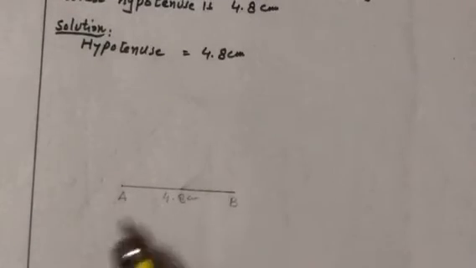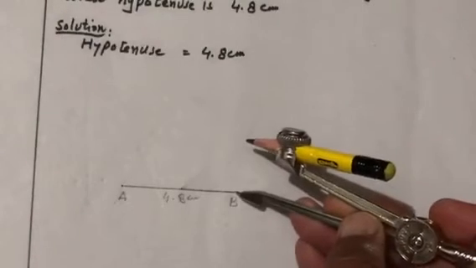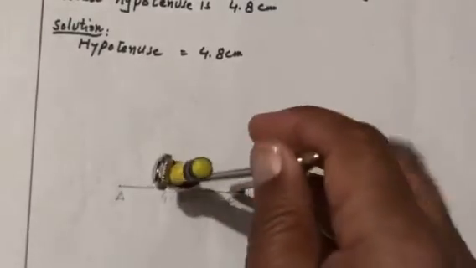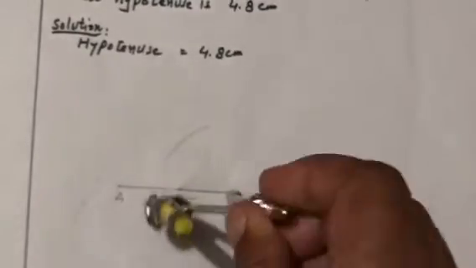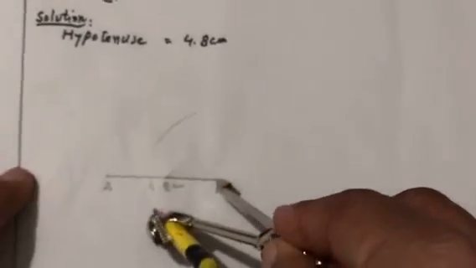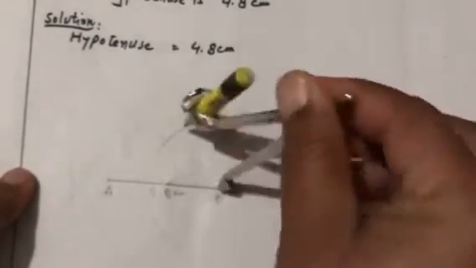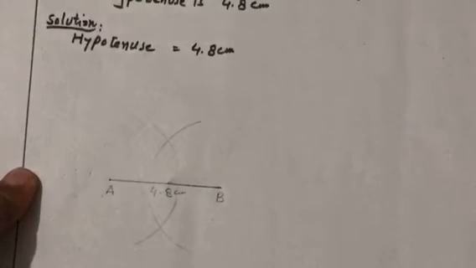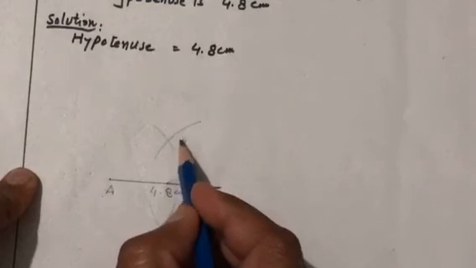Now first of all we will draw a right bisector of AB, for which we will place the compass at point A and open it more than half of AB and draw two arcs up and down. With the same radius, place it at point B and draw arcs which cut the previous arcs at points P and Q. So we give them the names P and Q.